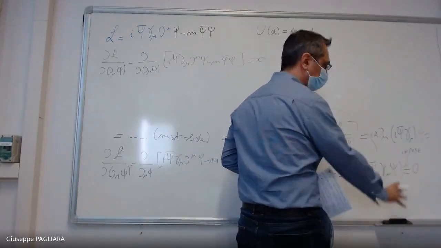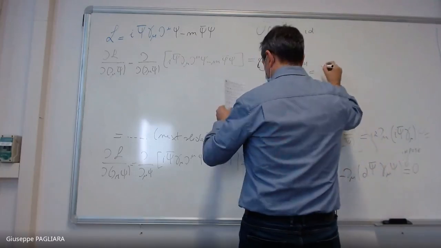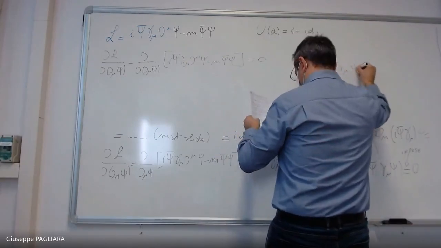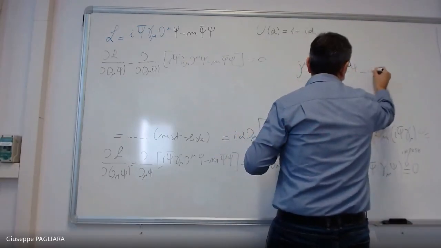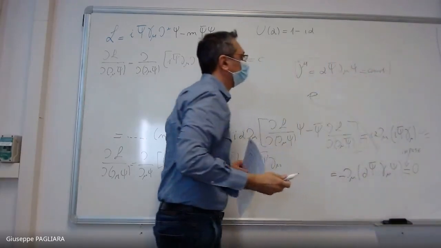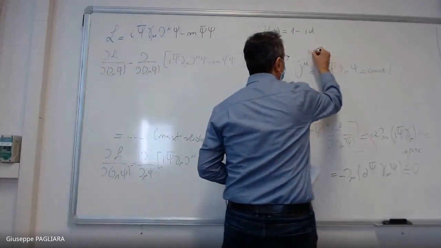Okay. But what is this quantity? It's nothing else than our vector current. So it's just alpha, psi bar, gamma mu, psi. And this is a constant. This is a vector current.